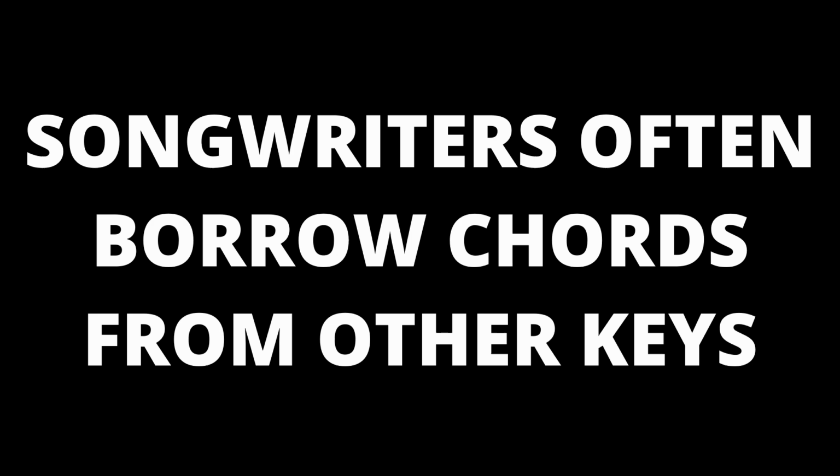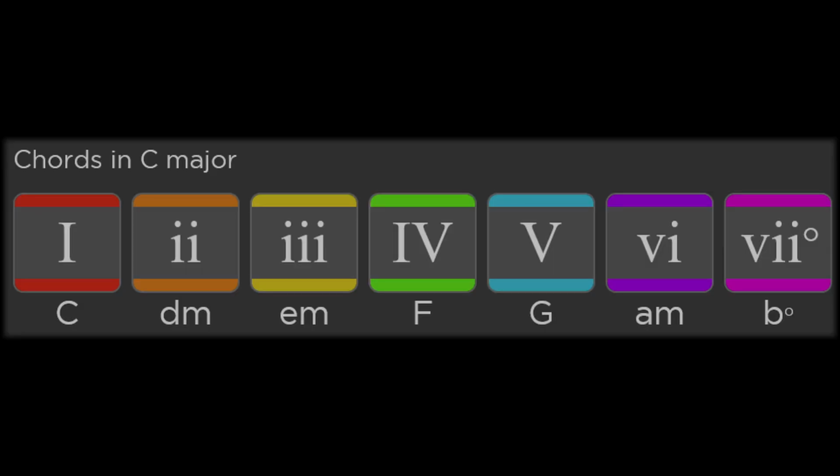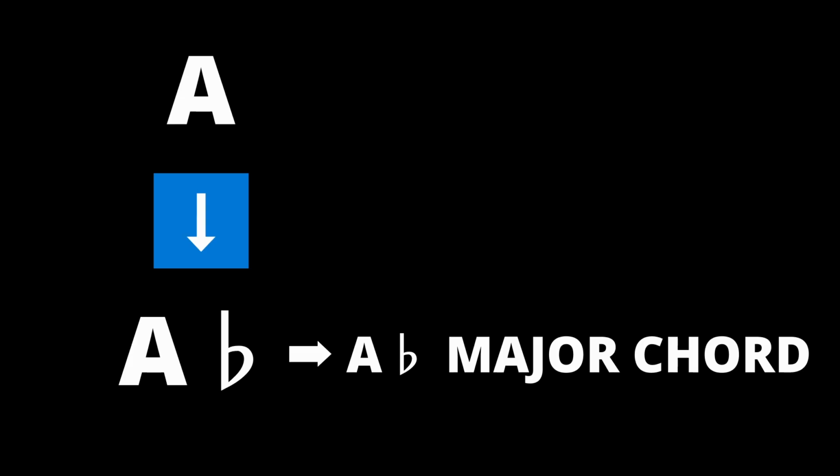The technique of using borrowed chords is widely deployed by songwriters. This allows a song in a major key to use a wider palette of chords and therefore reduce monotony. A common candidate for this is what's known as the flat 6 chord. In the key of C major, the 6th chord is A minor. If we take the root note of this chord, A, and drop it by half a step, then it becomes A flat.